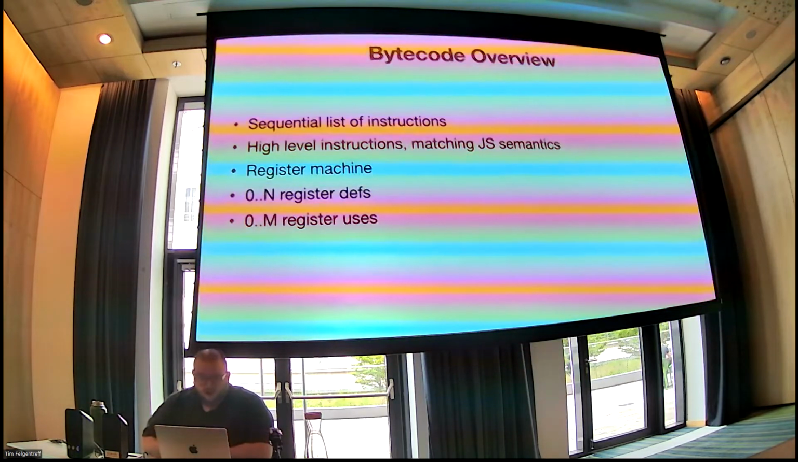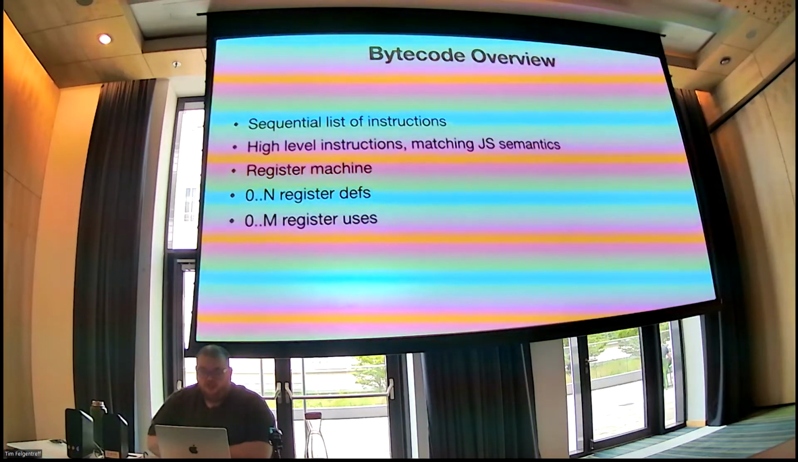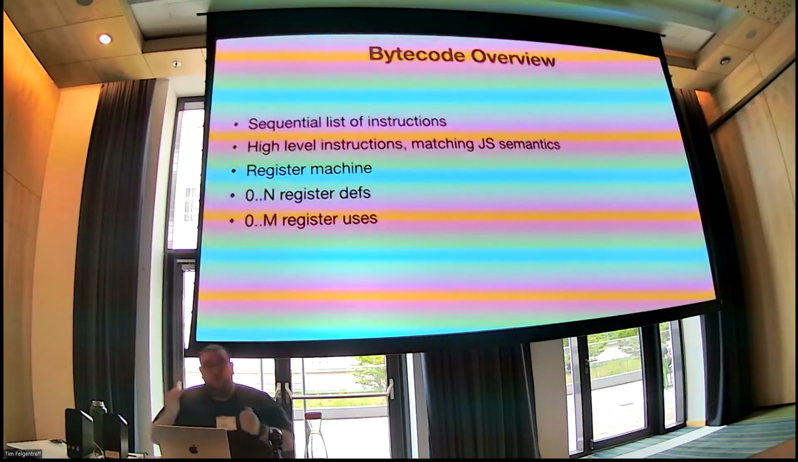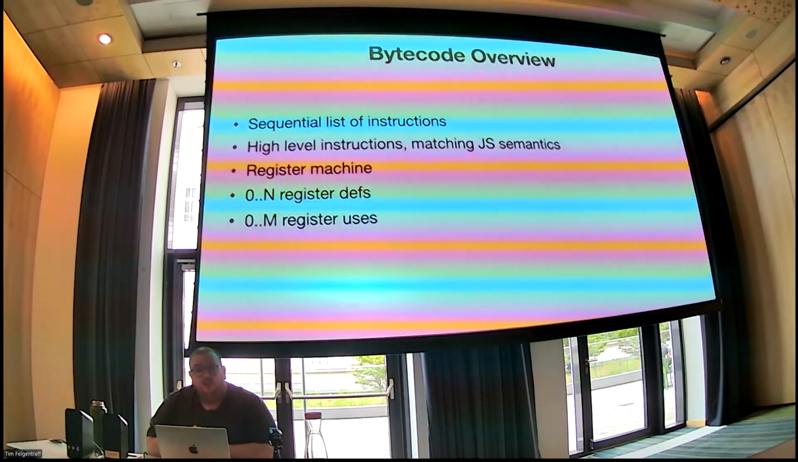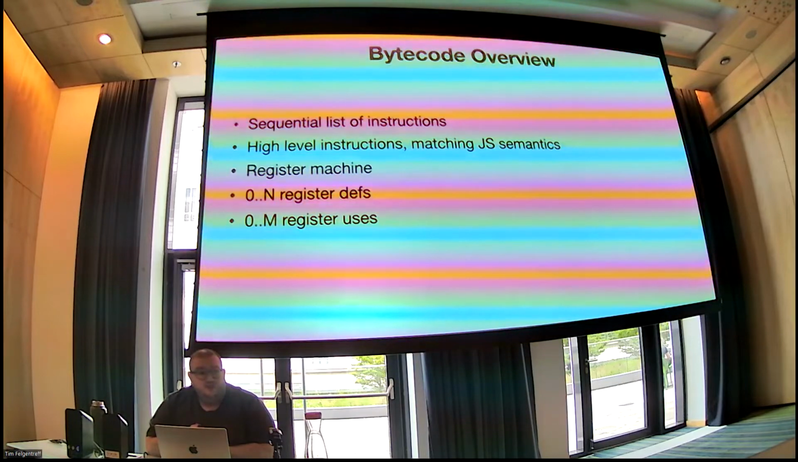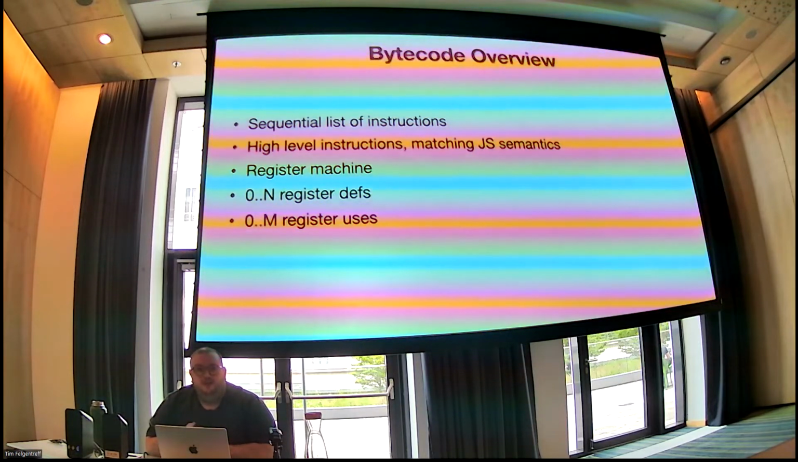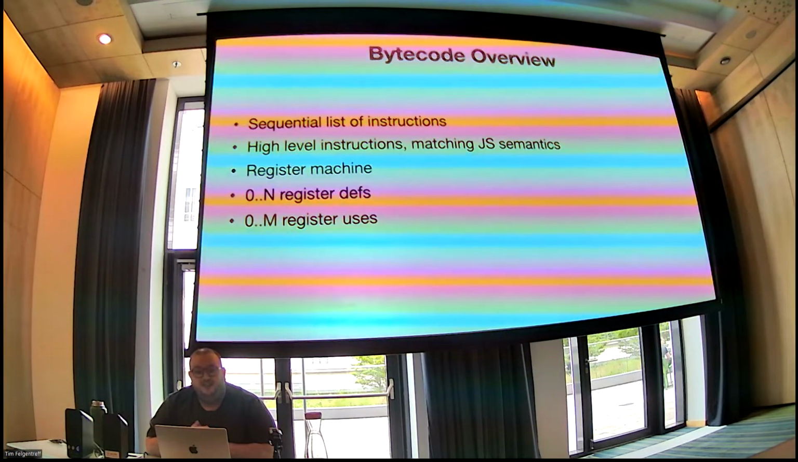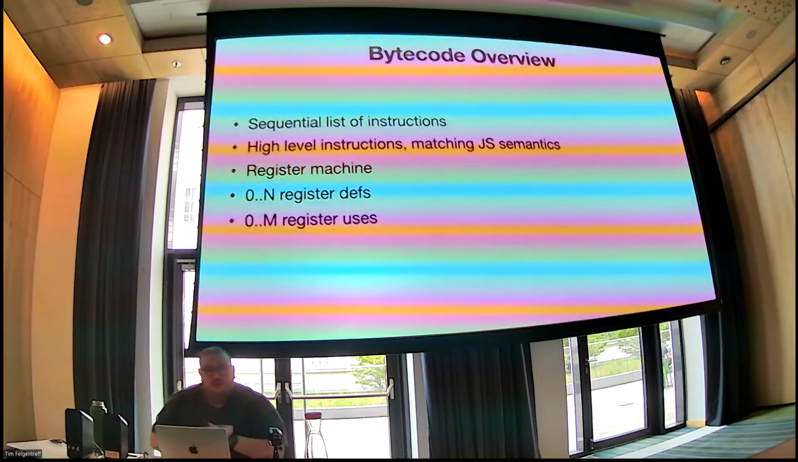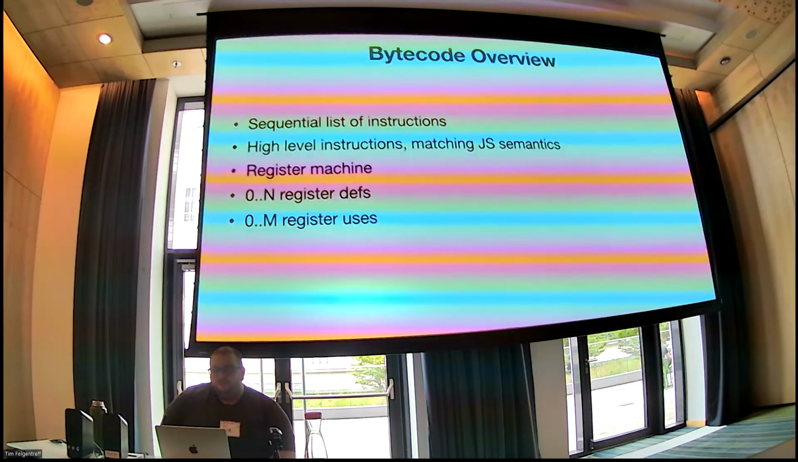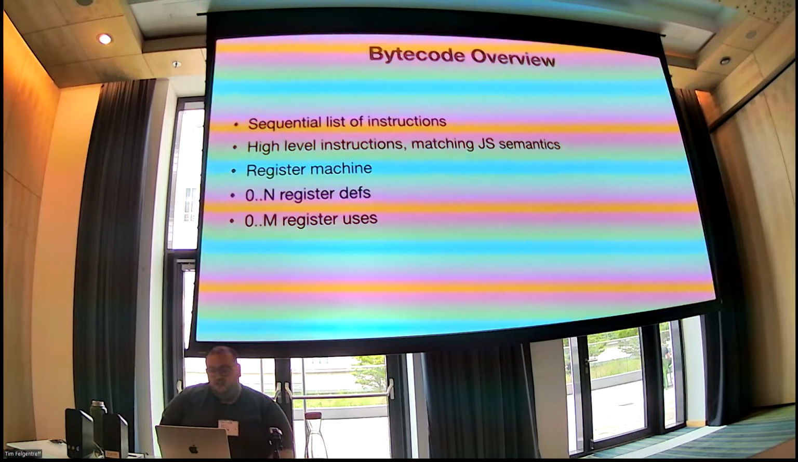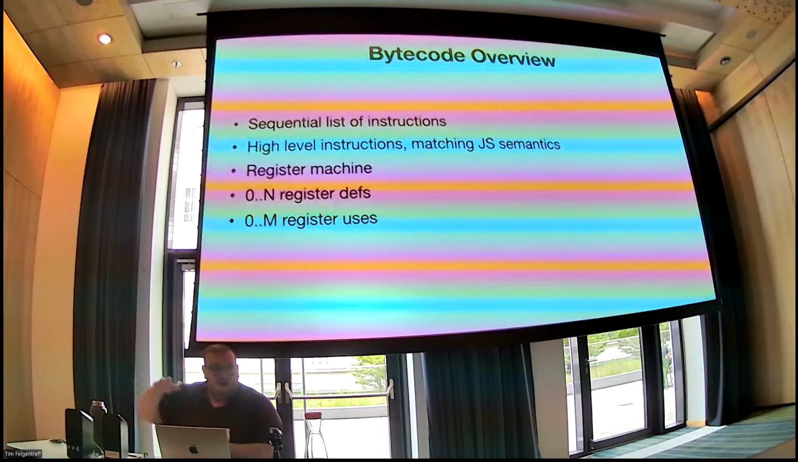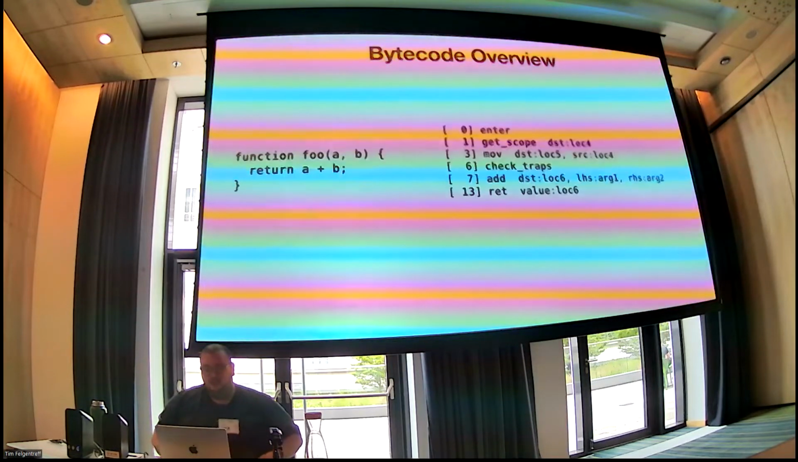Cool, so our bytecode is just a sequential list of instructions, and the semantics of those instructions are very high level. If you have an add instruction in our bytecode, it matches JavaScript semantics, which might do string concatenation, it might do property lookup and call to methods, it might add 2 integers together, it might add 2 doubles together. Our bytecode is essentially a register machine. Any given bytecode can read some registers and write some registers, depending on the semantics of that bytecode.